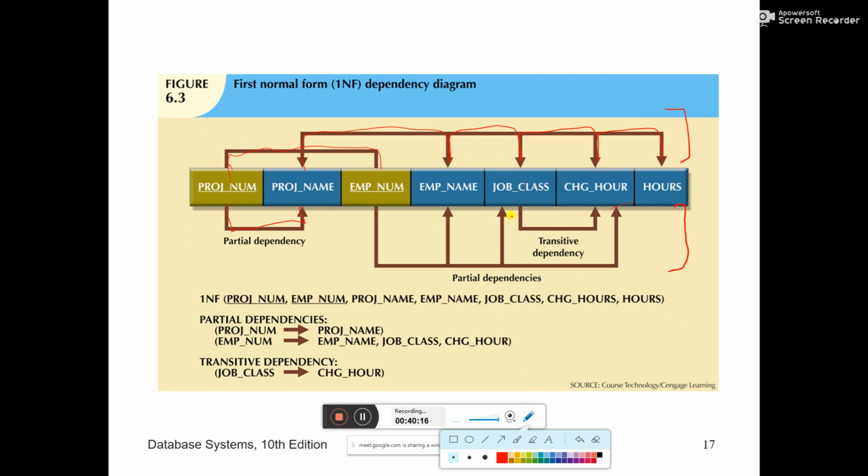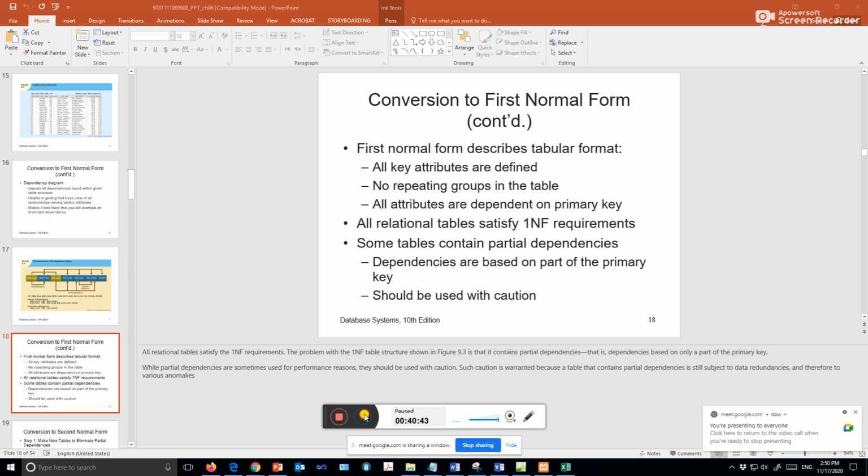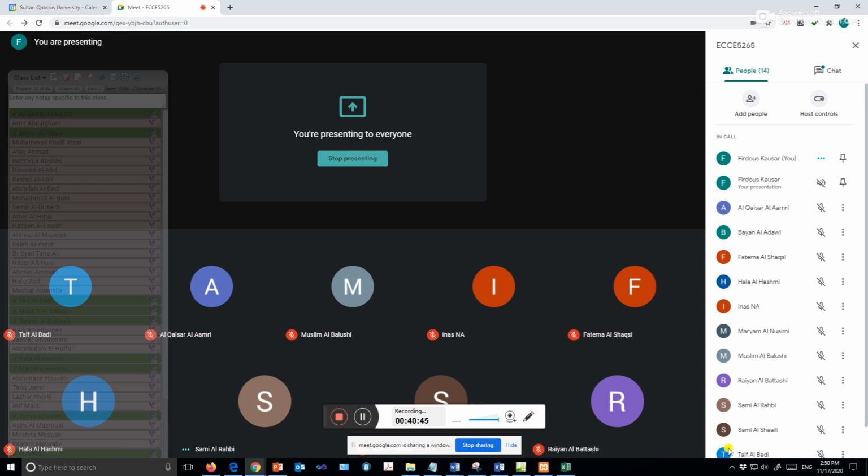What is the job class of the employee? Job class has no relation with project. And the per hour charges for that job class also depend on employee, not directly on employee but through a transitive dependency. Here you can see the transitive dependency: charges per hour depends on job class. Let's finish it.